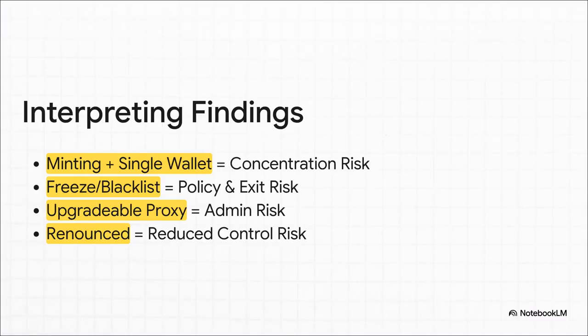If minting is possible and a single wallet controls it, that's a huge concentration risk. If there are freeze or blacklist functions, you're looking at policy risk. What if a regulator forces them to freeze assets? And also, let's be honest, exit risk. An upgradable proxy, that's admin risk. One person could change everything. And hey, even renounced ownership, which is great for reducing control risk, does absolutely nothing to protect you from good old-fashioned market risk. Every control tells a story.